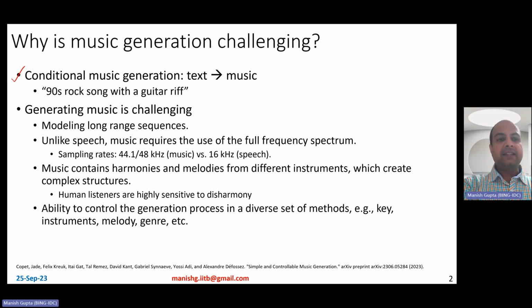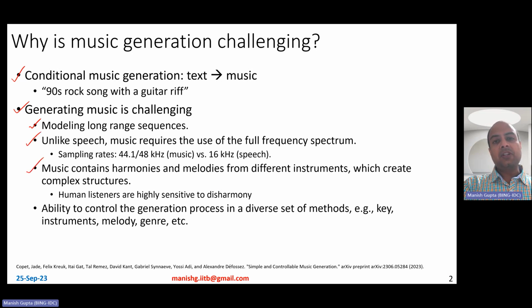Okay. Generating music is, of course, challenging. One, music typically means long range sequences, and then generating them using transformers is challenging, right? Second, unlike speech, music actually requires high fidelity, and therefore it requires the use of full frequency spectrum. So compared to normal speech, which just requires, let's say, 16 kilohertz sampling rates, music actually takes about 44.1 or 48 kilohertz kind of sampling rates, right?